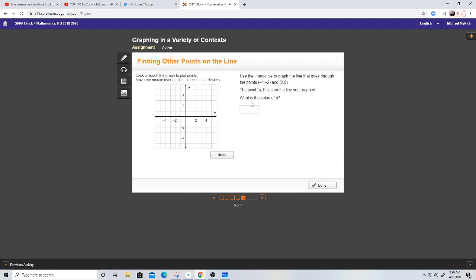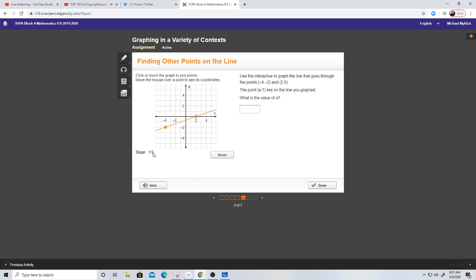Graph the line given the 2 points and then find the missing 4. Alright, they're just trying to give us practice with a little change up here, but here's -4, -2, so -4 is -4 on the X. Go down 2 on the Y, then it says 2, 0, so we're going to go 2, and then since it's 0, we're not going to move anywhere.